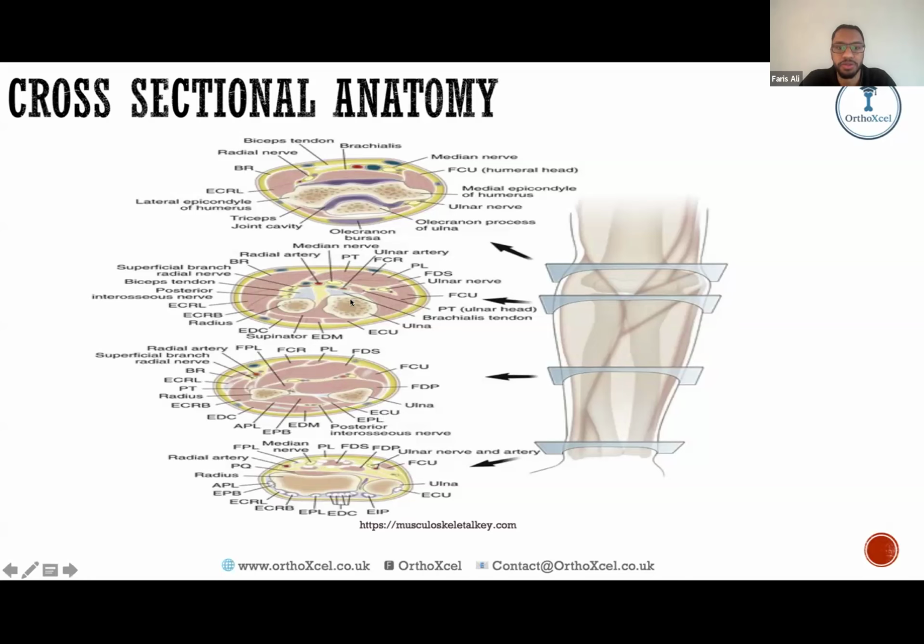The way I've learned is always, which one is the radius, which is the ulna. If the ulna is there, it's going to be the FCU here, and then have a systematic approach on how to know the muscles around it. I usually start with the bones, know where the radius is, where the ulna is, and then work my way around it. Once you have a systematic approach to memorizing the muscles, it makes it much, much easier.